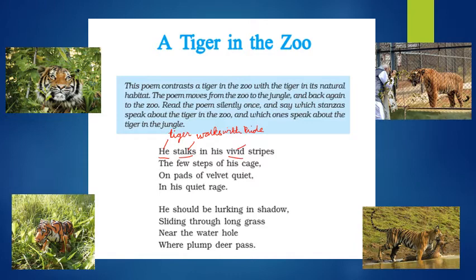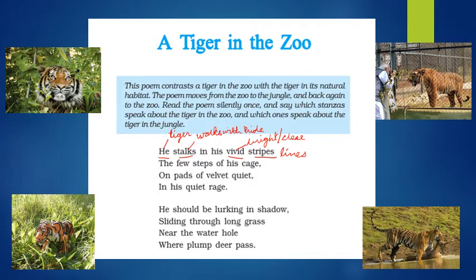Vivid means bright or clear. Stripes means the orange and black colored lines that are found on the hides of the tiger. Those lines, orange and black lines. Here he walks in his vivid stripes. The tiger walks very proudly in his colored stripes, that is the orange and black lines which are found on the hide of the tiger.